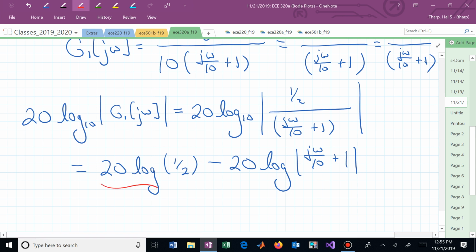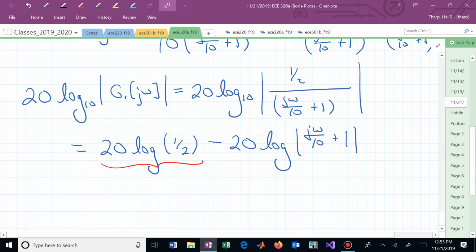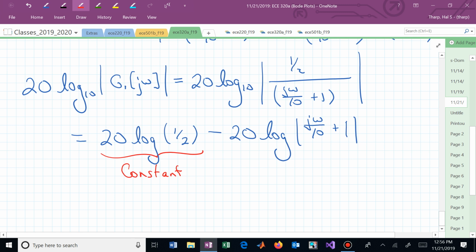Hopefully you can see that this particular term doesn't depend on omega. It's constant. That will be a given contribution to our overall Bode plot for all omega. This is constant. And this one is now the one that varies as a function of omega.